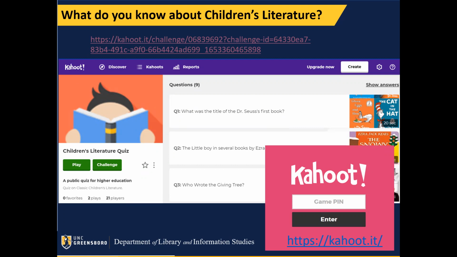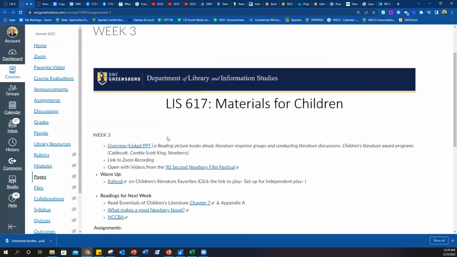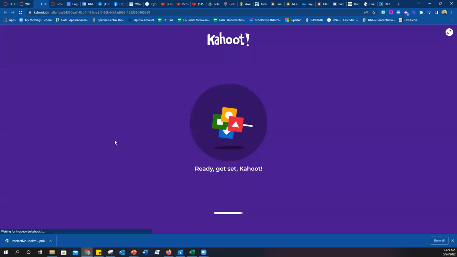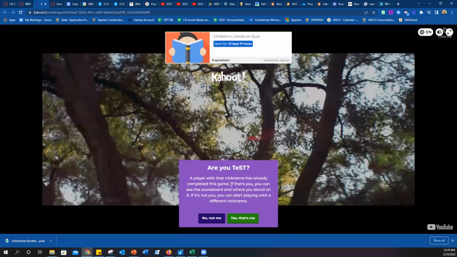All you will do is on our Canvas page today. Let's see if I can bring that up for you. You'll click on May 30th. And you'll notice the link to the 92nd Newbery is linked there at the top, but you'll also see Kahoot. And it is set up to where all you have to do is click. It will get started. You have until June 6th to do this.